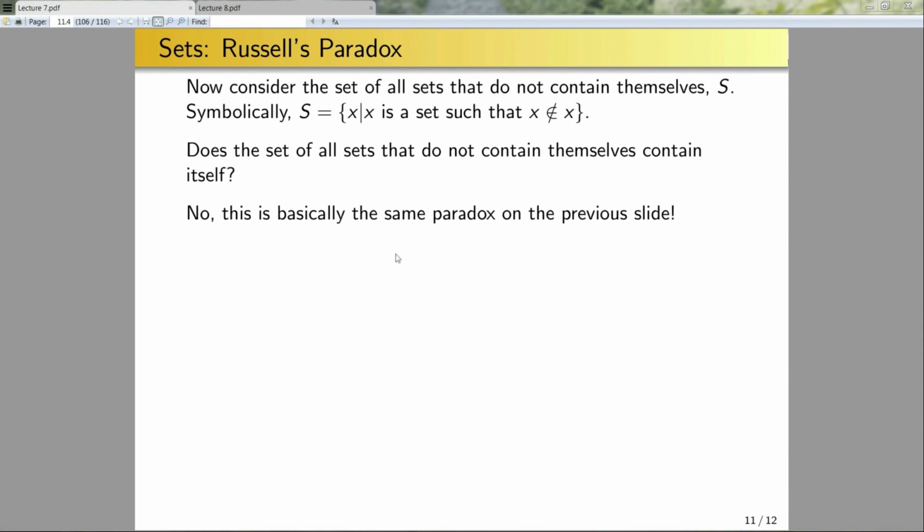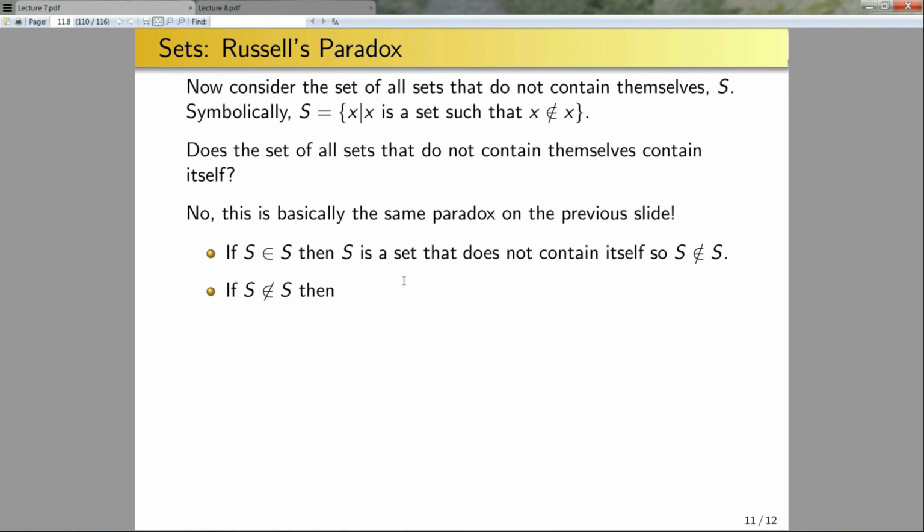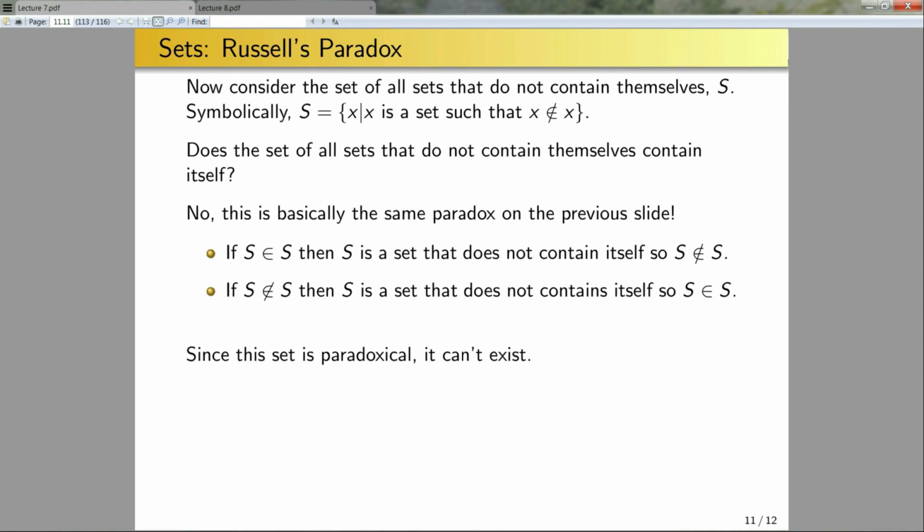So the answer is no. This is basically the same paradox as on the previous slide. Let's examine it. If S contains S, what does that mean? Well, if S contains S, then it's not a set such that X doesn't contain X. This means that S is not in the set S, so this is a contradiction. Now further, if S doesn't contain S, then S is a set such that S doesn't contain S, so by the definition of S, it is a set in S. So again, another contradiction. Thus, this set is paradoxical and it can't exist.